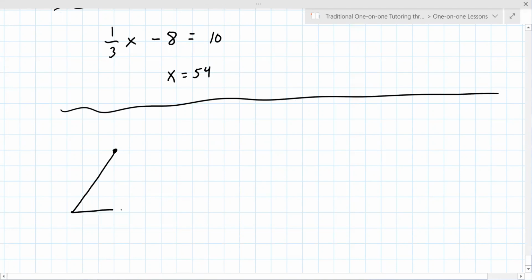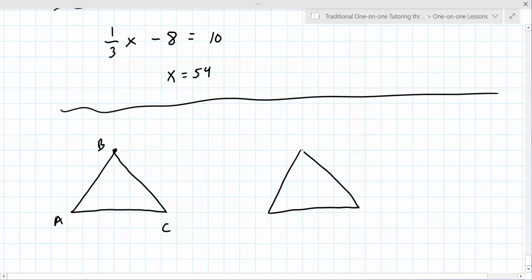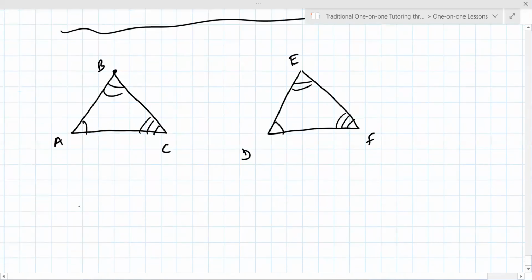So let's just keep it really super simple. A, B, C, D, E, F. And A is congruent to D, B is congruent to E, and C is congruent to F. So the very first thing you're going to write is a congruent statement. Triangle ABC is congruent to triangle DEF, yes.